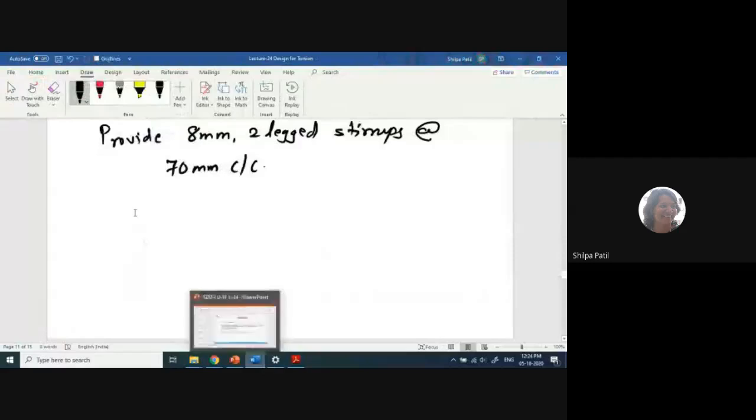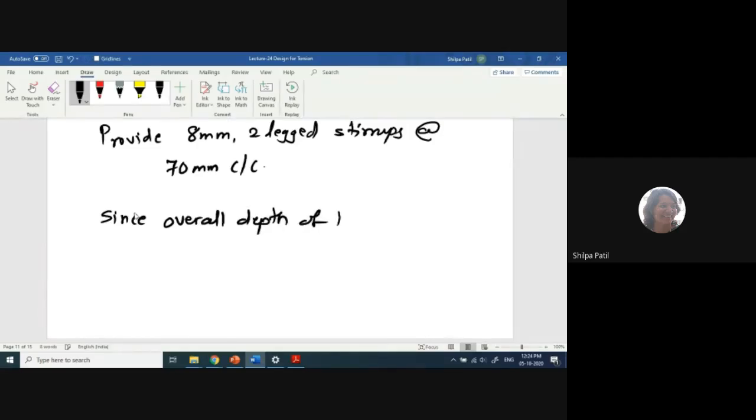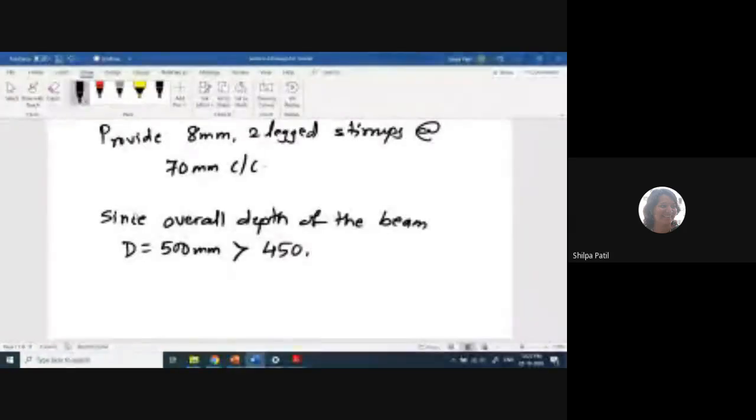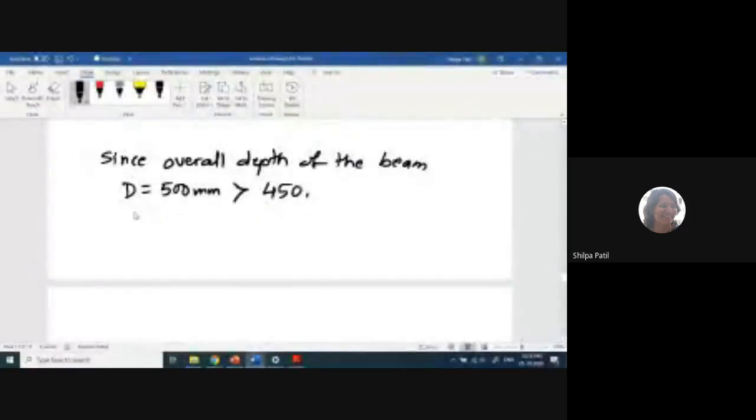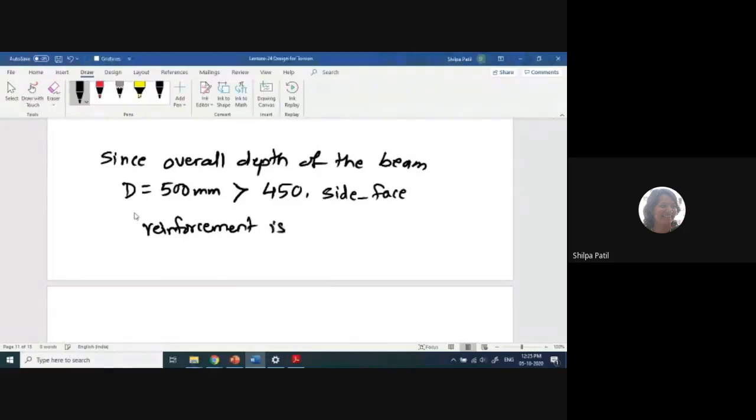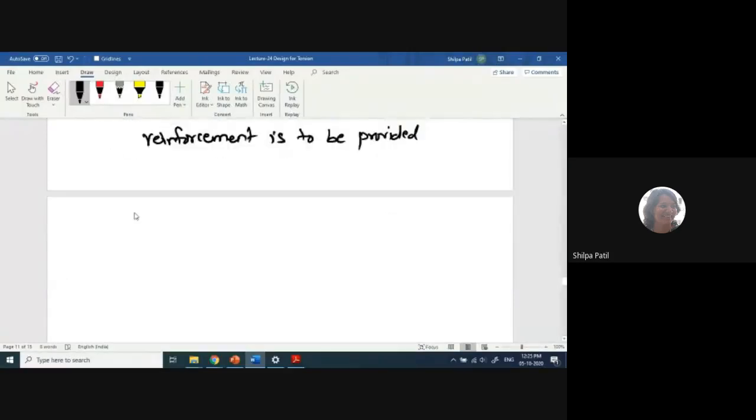So you just write down one statement. Since overall depth of the beam is greater than 450, side face reinforcement is to be provided.